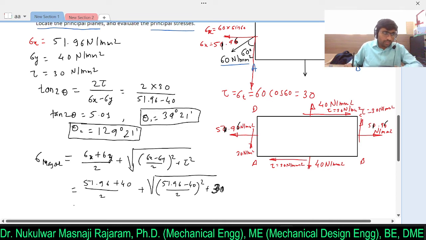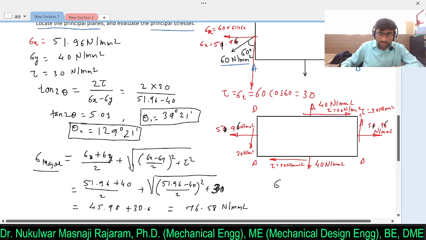So if you evaluate, then it will become 45.98 plus 30.6. So it is 76.58 Newton per mm square. So this is sigma major.